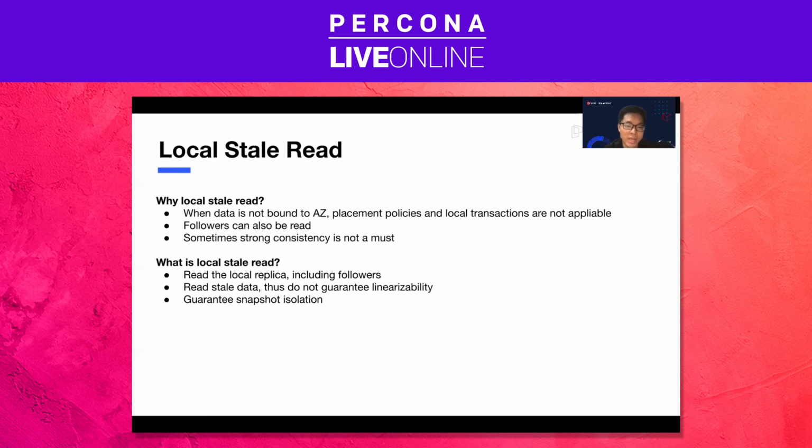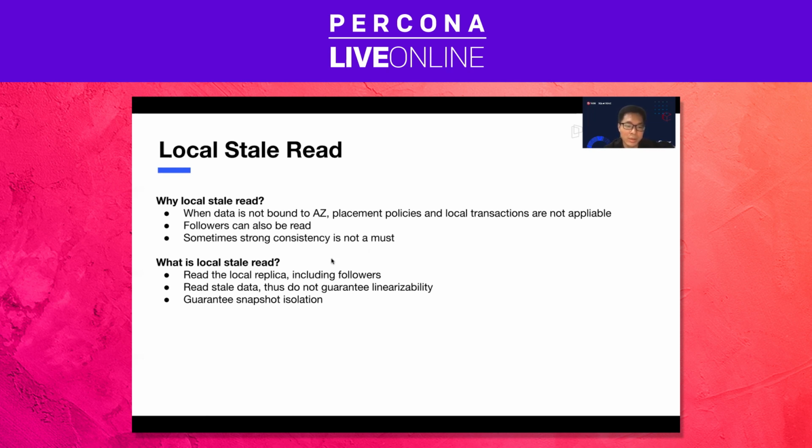But we can find that we don't need to always read the leader. The follower replicas can also be read, although the data might not be the latest. Fortunately, sometimes strong consistency is not a must. So there is a chance where we can sacrifice consistency level to achieve low latency.